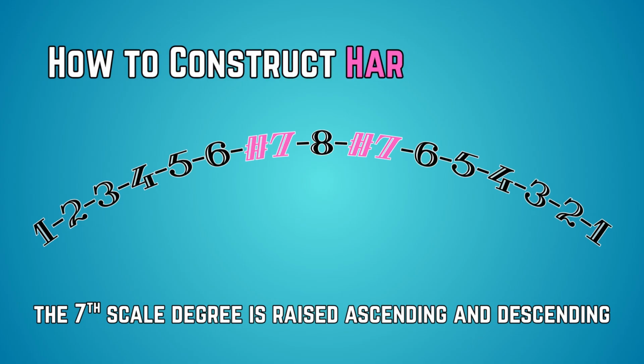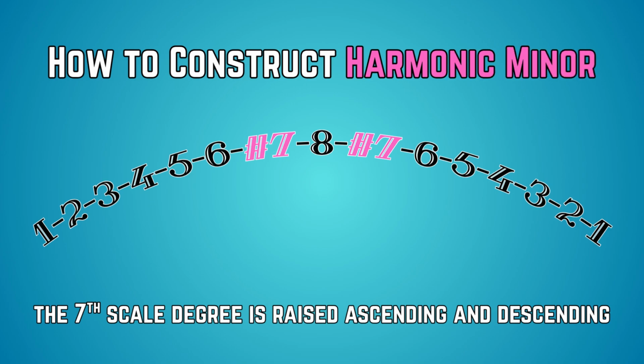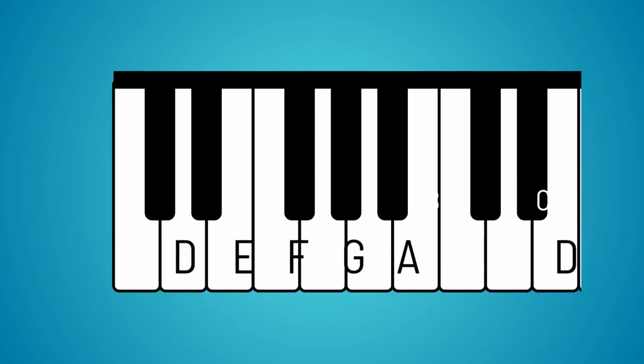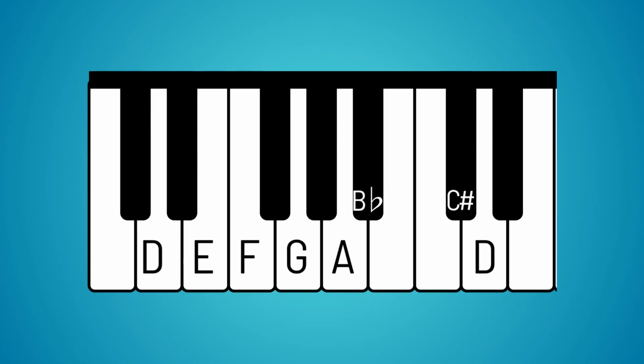To construct a harmonic minor scale, first write the natural minor scale. Next, identify the seventh scale degree. Raise the seventh scale degree by one semitone. Keep the raised seventh in both ascending and descending forms. For example, suppose we begin with D natural minor. D, E, F, G, A, B flat, C, D. The seventh scale degree is C. Raise C by one semitone to C sharp. D harmonic minor is D, E, F, G, A, B flat, C sharp, D.